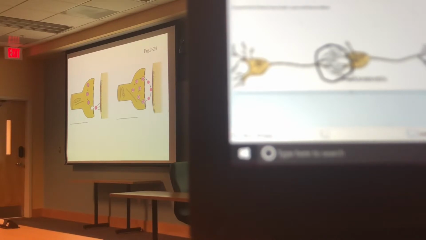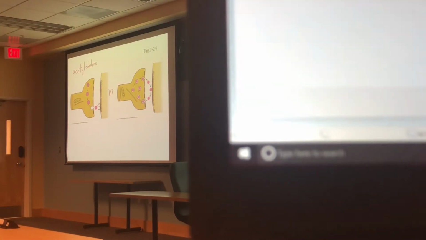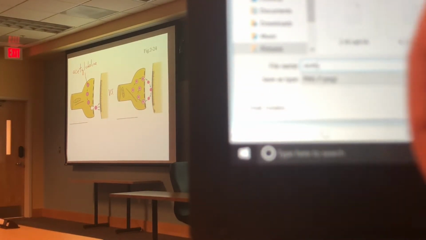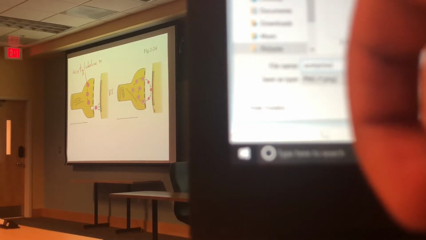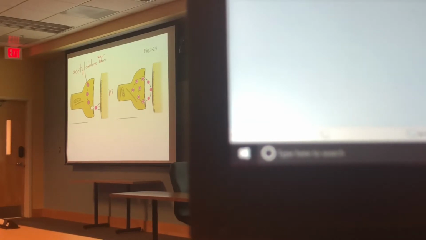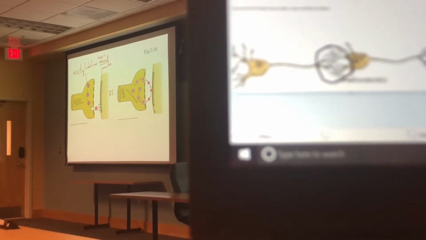Now, guys, here, this is what happens with acetylcholine. Acetylcholine is a neurotransmitter that you see mostly at the myoneural junction. What does myoneural junction mean, guys? Exactly. It's a connection between an axon or a neuron and what? And a muscle. Okay, myoneural junction.